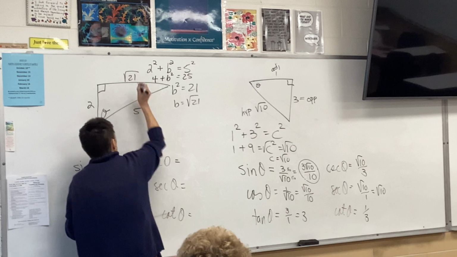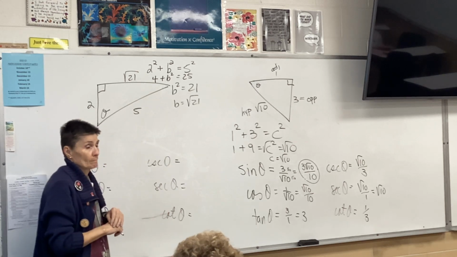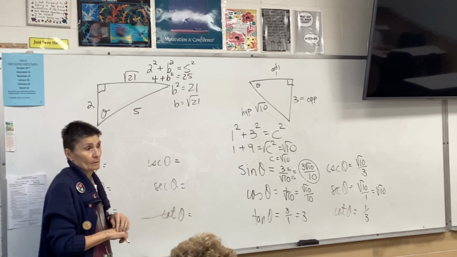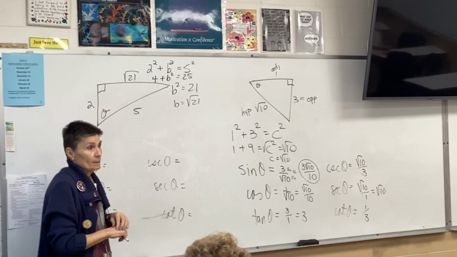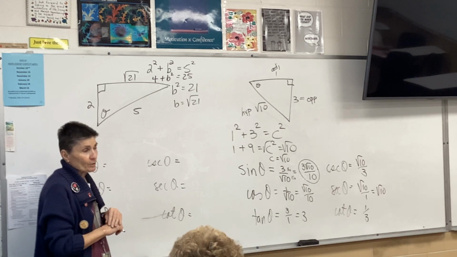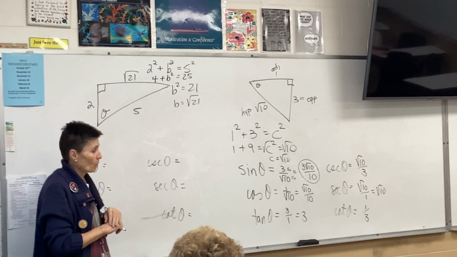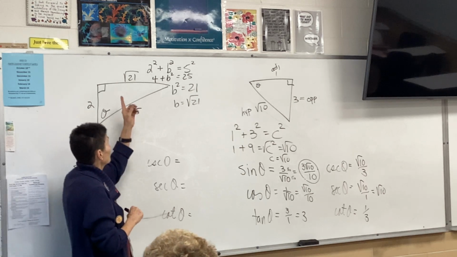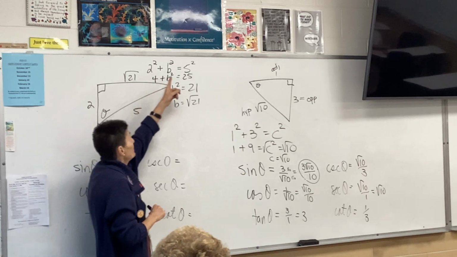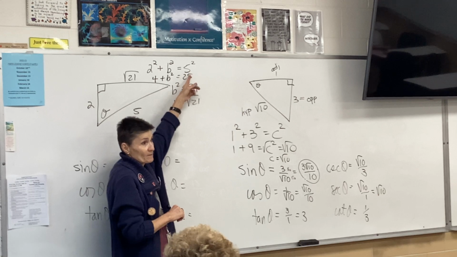I got the square root of 21. Did you? Now, if you got square root of 29, you set it up wrong. You have to make sure when you do the Pythagorean Theorem, this one that's over here by itself is the hypotenuse.